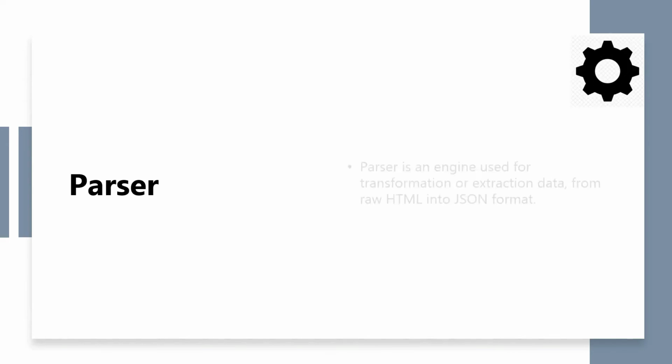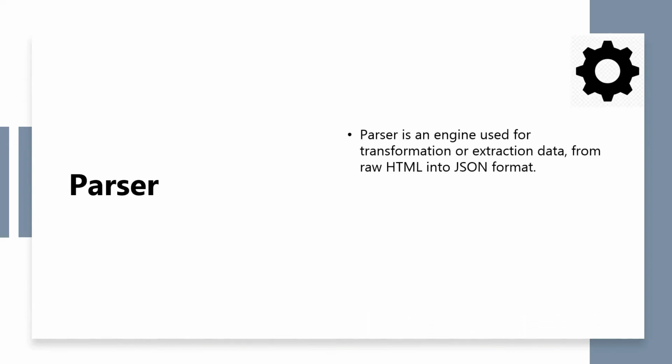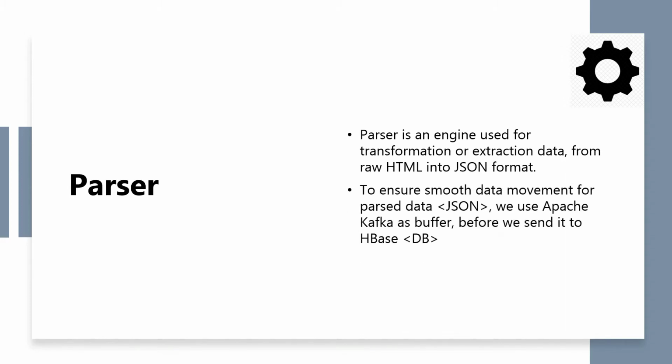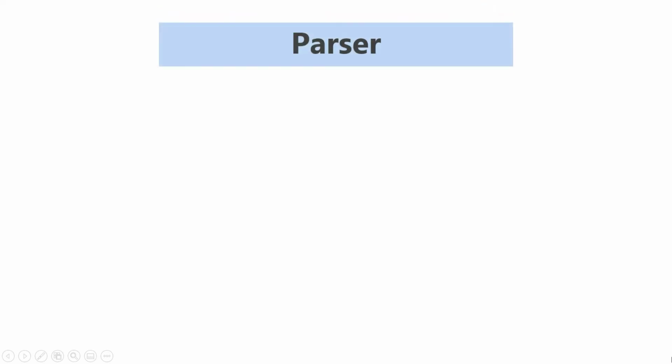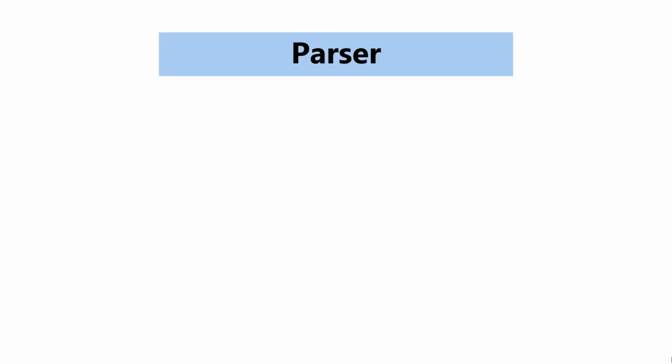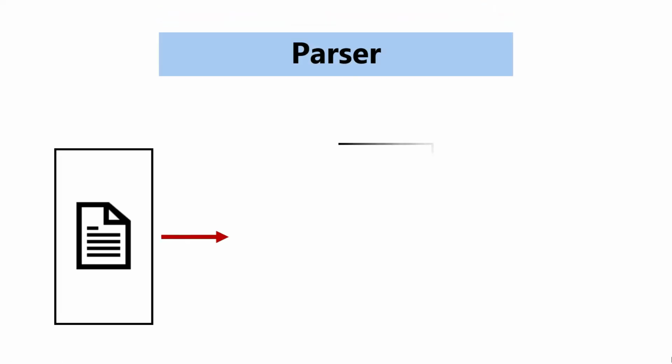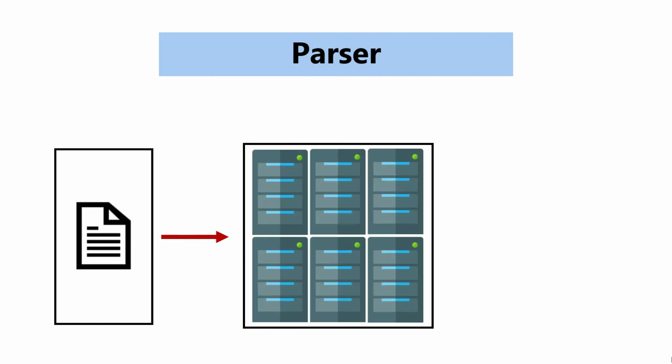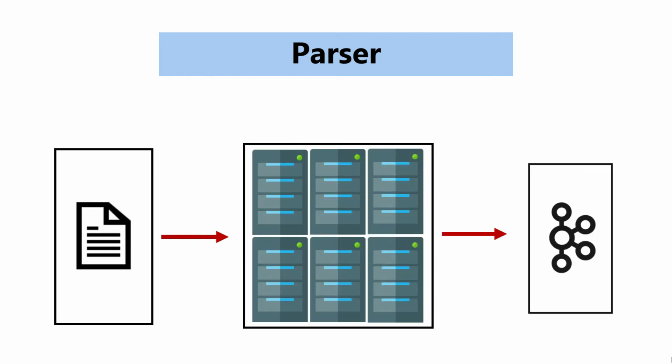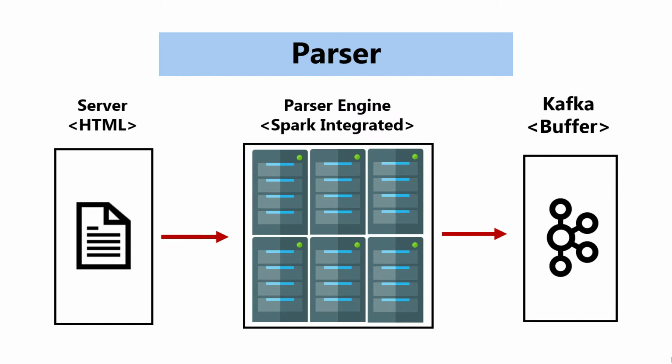Parser is an engine to extract data from raw HTML into intended format like JSON. It will send the parsed data into Kafka. This is the illustration for parser. Parser engine will use Spark framework to parse data into Kafka.